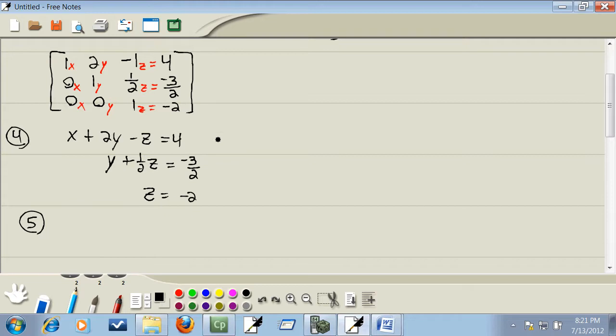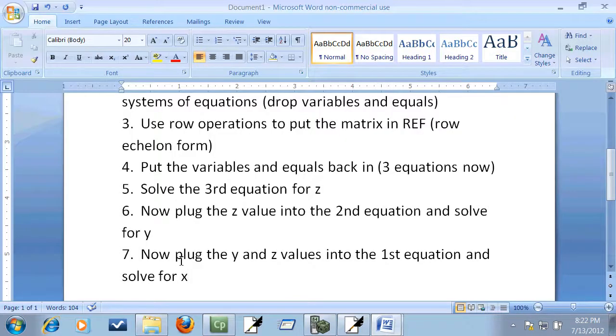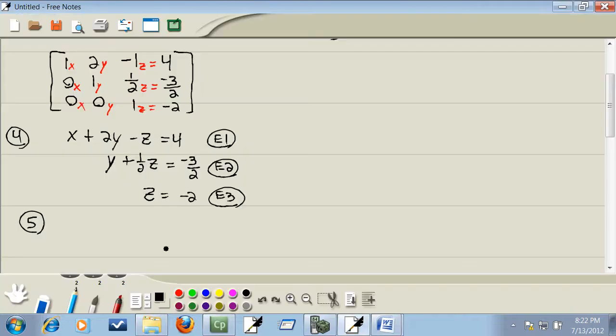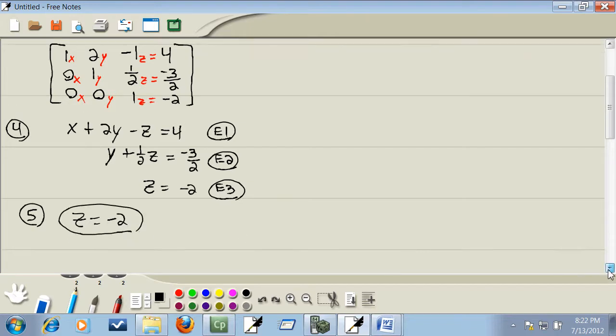Step 5. Remember, we have 3 equations now. We have equation 1, equation 2, and equation 3. Step 5 says solve the third equation for z. Well, this one's real easy. If it's in row echelon form, that's already solved. So z is equal to negative 2.